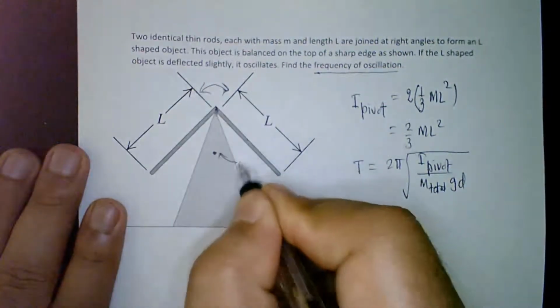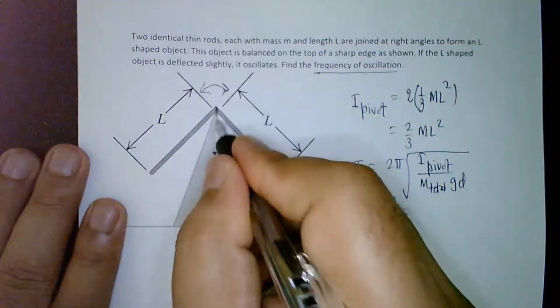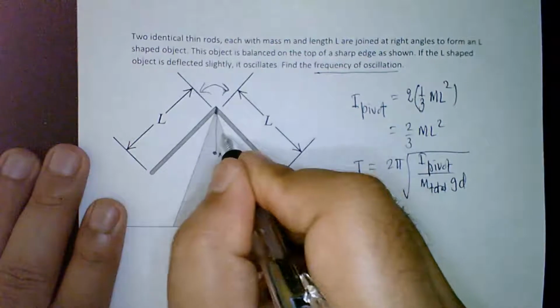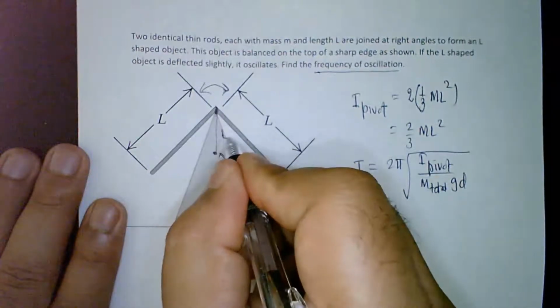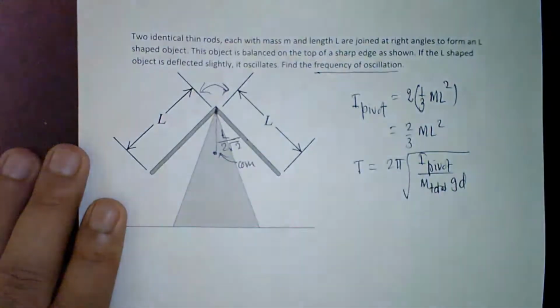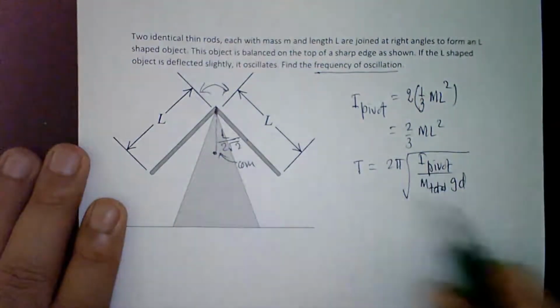That's the center of mass. That will be given to you, or you can find it geometrically. The distance between the center of mass and the pivot, if you do the calculation, will be L divided by 2 square root of 2. But that will be given to you. That's given to you here.